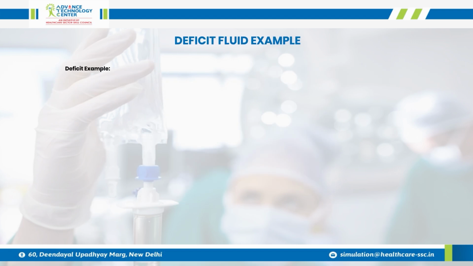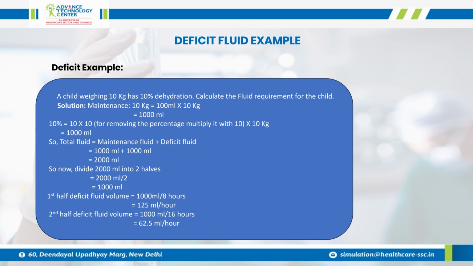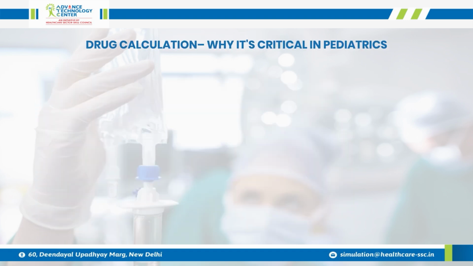Deficit fluid example. Let's look at an example. A 10-kilogram child with 10% dehydration needs 1,000 milliliters to correct the deficit. Add that to their maintenance of 1,000 milliliters, and the total becomes 2,000 milliliters over 24 hours. The first half, or 1,000 milliliters, is given over 8 hours. That's 125 milliliters per hour. The second half is delivered over 16 hours, or 62.5 milliliters per hour. Accuracy matters.